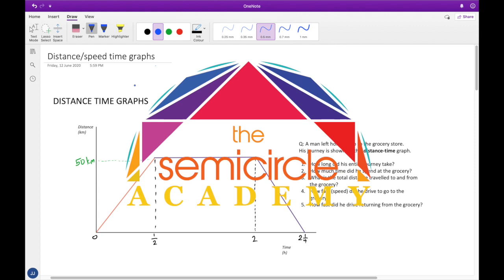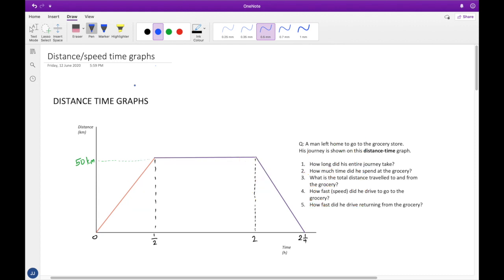Hey, good day, everybody. Today we have a nice, short, easy topic. This topic we're going to be talking about is distance and speed time graphs. So, what are they? They are just as you would expect.